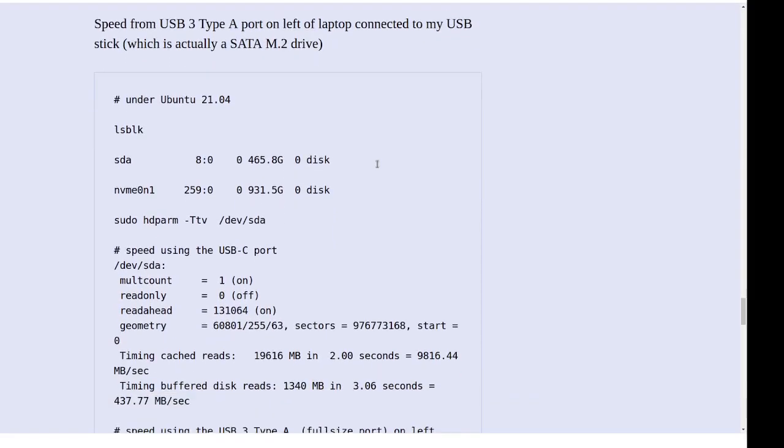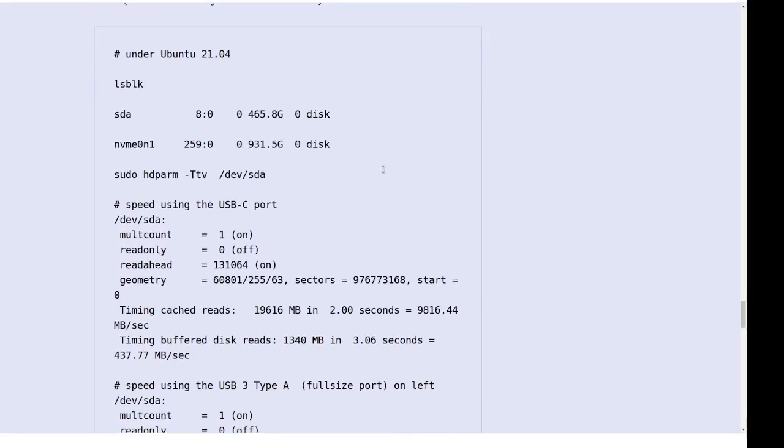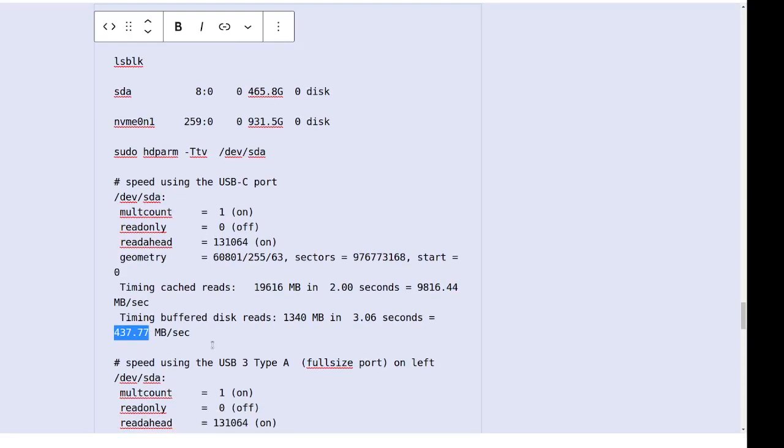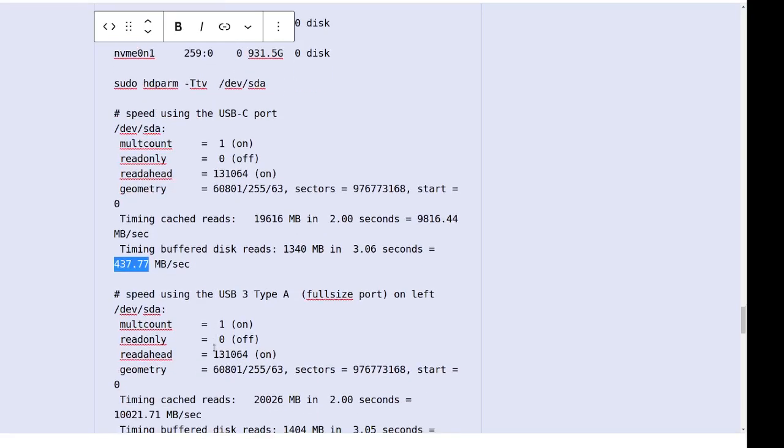As you can see under Ubuntu 21.04, the timing of cached reads is now 10,000 megabytes per second. And of proper, as in buffered reads, we're about 437 megabytes per second. So what I tend to do is I buy the best USB keys, or you can buy a caddy and put into it an M.2 disk. You can either have a caddy that will accept a SATA style disk, which would be limited at a theoretical 560 megabytes per second, or you can get a caddy which would take an NVMe style disk, which is limited, let's say, at 2000 megabytes per second.